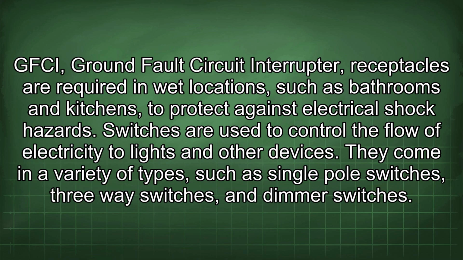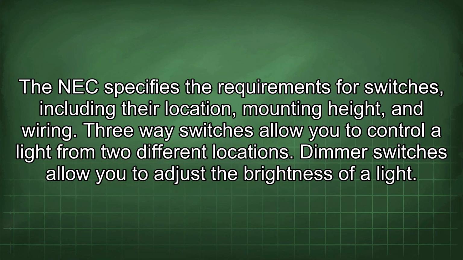Switches are used to control the flow of electricity to lights and other devices. They come in a variety of types, such as single-pole switches, three-way switches, and dimmer switches. The NEC specifies the requirements for switches, including their location, mounting height, and wiring. Three-way switches allow you to control a light from 2 different locations. Dimmer switches allow you to adjust the brightness of a light.